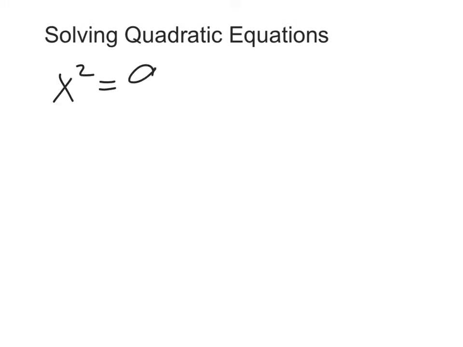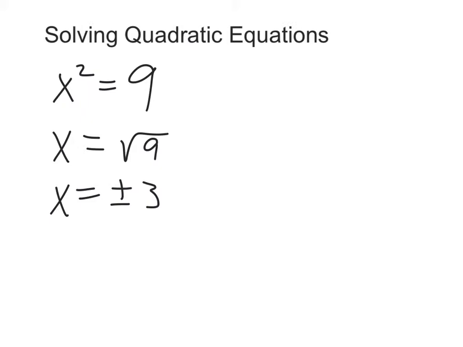First of all, if we have an equation like x squared equals 9, what's probably the quickest, easiest way to think about solving this? Okay, square root both sides, and we get x equals square root of 9. Now, one thing we've got to be careful with here is not just square root of 9, but we can say it's both the positive and negative 3.